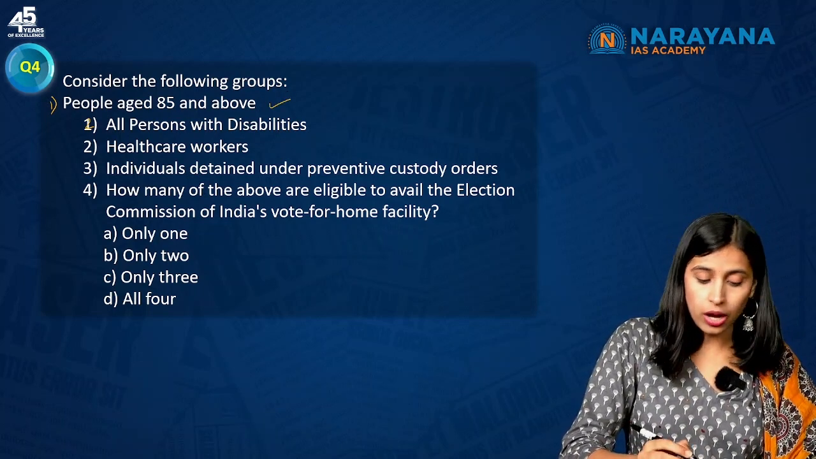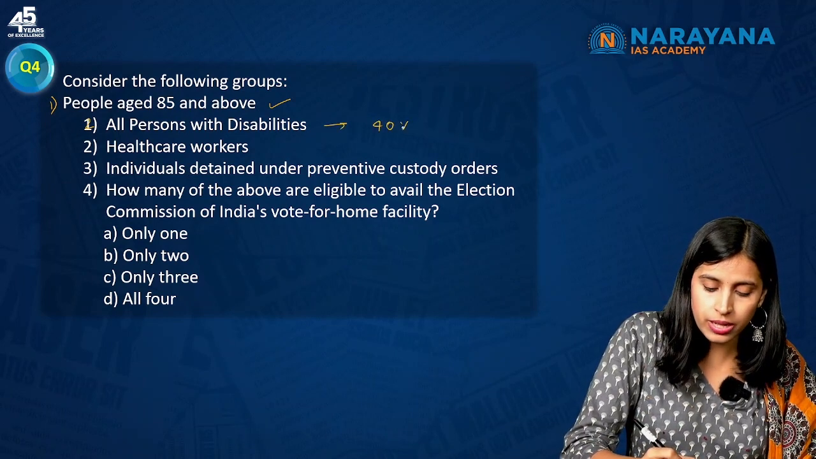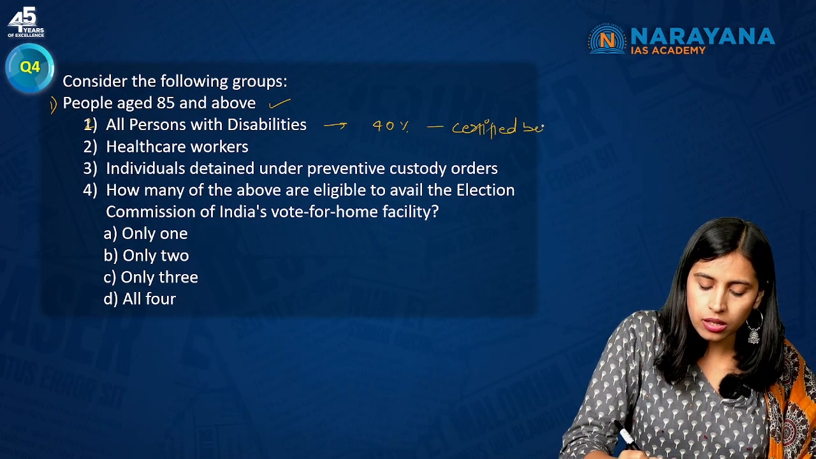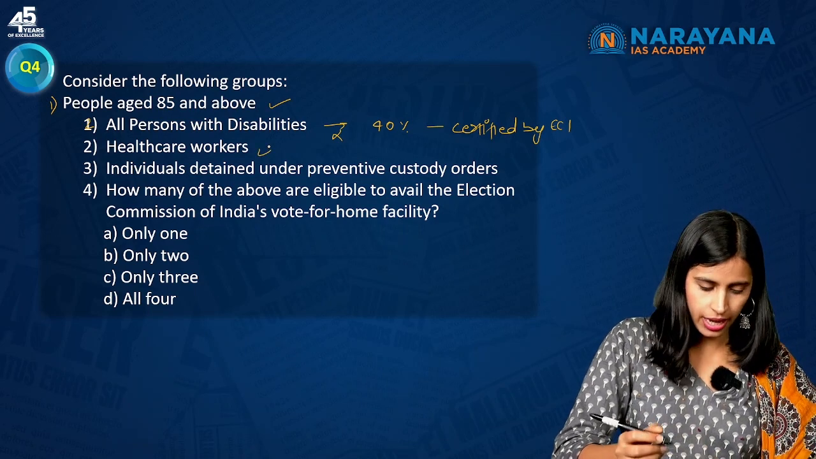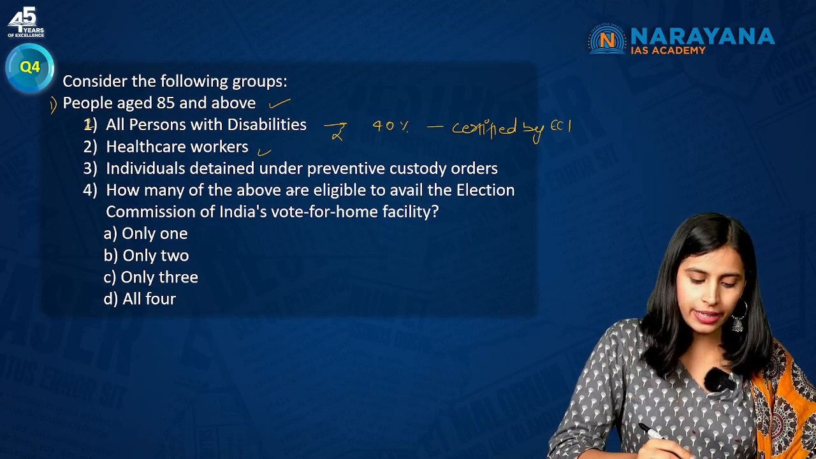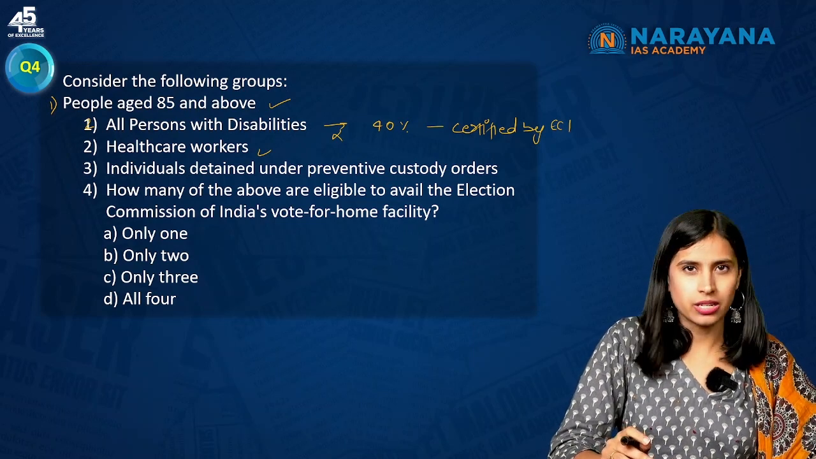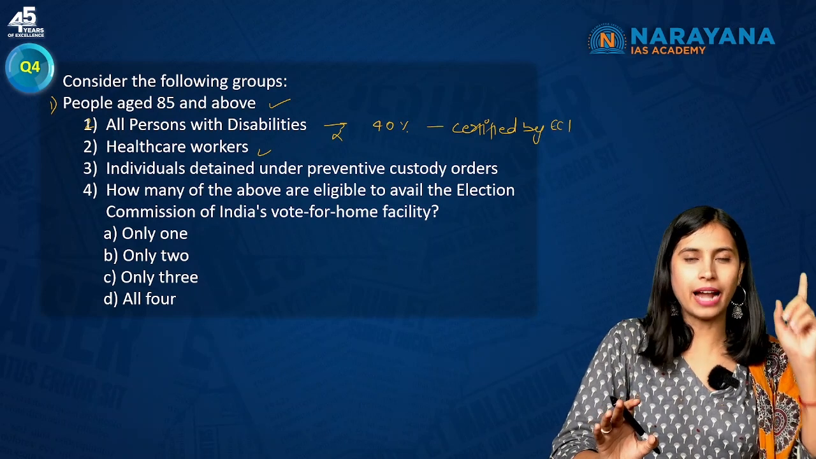Number 2, not all persons with disability, only persons with 44% disability, and then certified by the Election Commission of India. So this statement is incorrect. Third is healthcare worker, and that is true. Individual detained under the preventive custody orders. A preventive custody order generally doesn't fall into such a category, and this category we did not discuss.